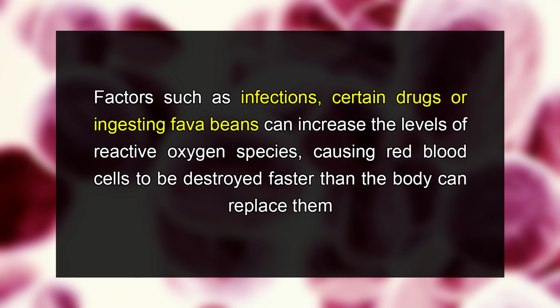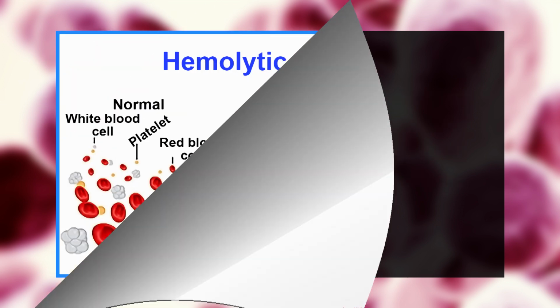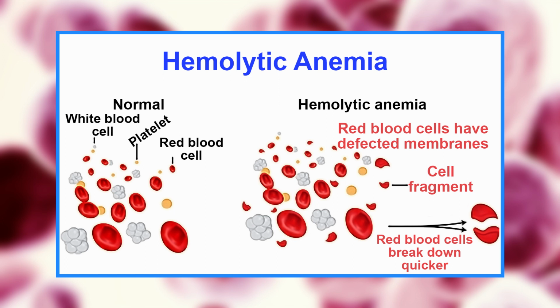Factors such as infections, certain drugs, or ingesting fava beans can increase the levels of reactive oxygen species, causing red blood cells to be destroyed faster than the body can replace them. A reduction in the number of red blood cells causes the signs and symptoms of hemolytic anemia.